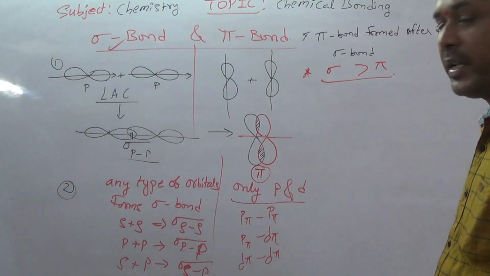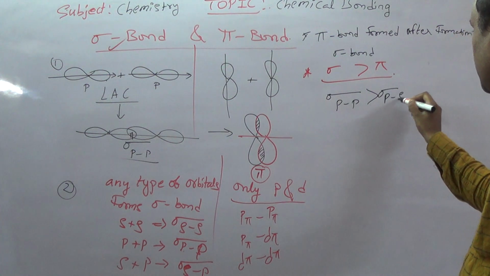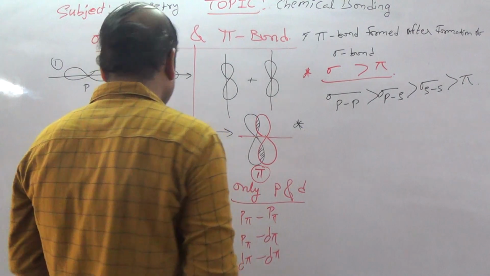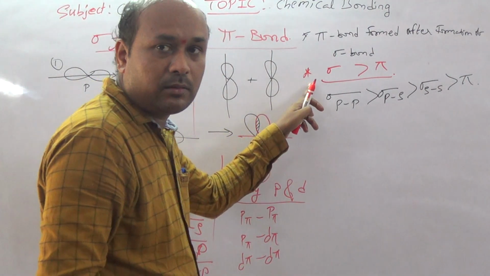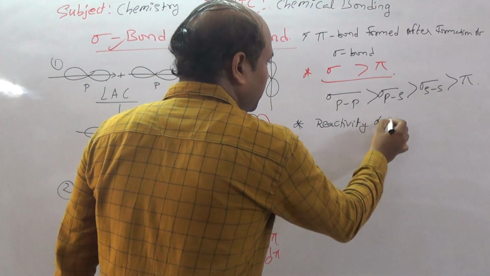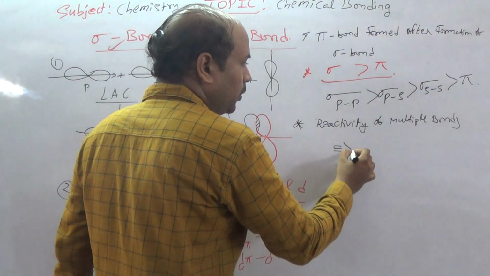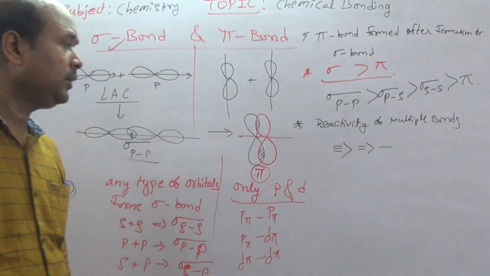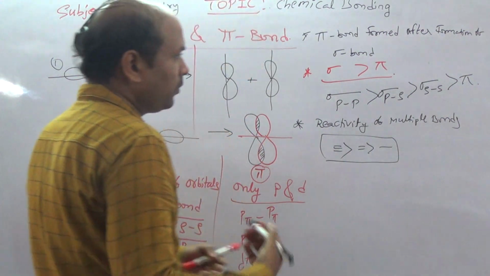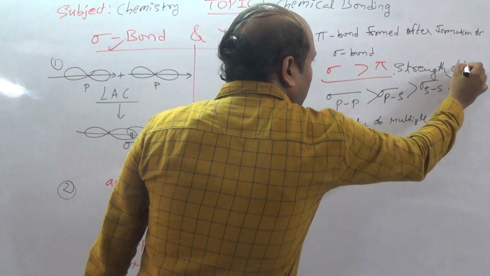Based on this condition, I am writing one order that is very useful: sigma pp greater than sigma ps greater than sigma ss greater than pi. This is a very important point. Then next is the strength of the bonds and the reactivity of multiple bonds. Triple bonds are more reactive than double bonds, than single bonds. Why? Because their energy is more. So, the strength of the bond.